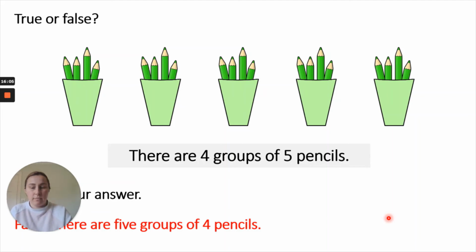And you should have got that it was false. There are 5 groups of 4 pencils. We have 5 groups or 5 pots. 1, 2, 3, 4, 5. And in each pot there are 4 pencils. So the answer was, it was false. And did you manage to correct my sentence to say there are 5 groups of 4? If you did, fantastic work.